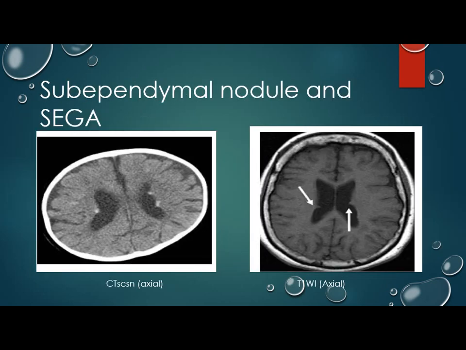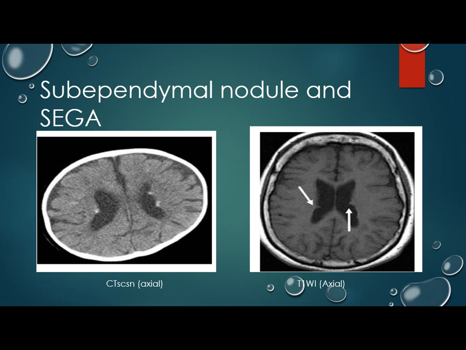Subependymal nodules are hamartomatous nodules that appear near the lateral ventricles. Some authors say that the number of the nodules is not related to the disease, but because the size and involvement of these nodules are important for surgical management, we do CT and MRI for them.